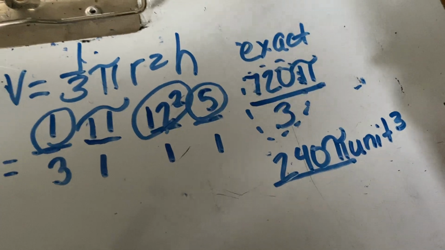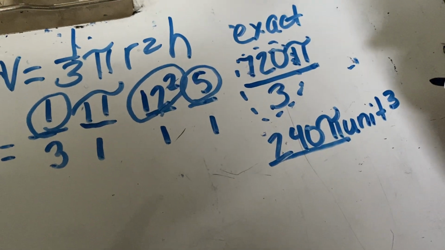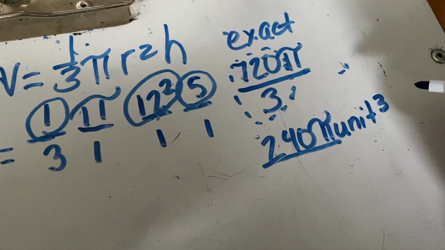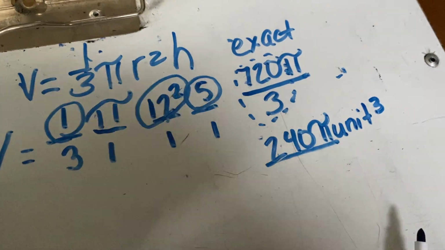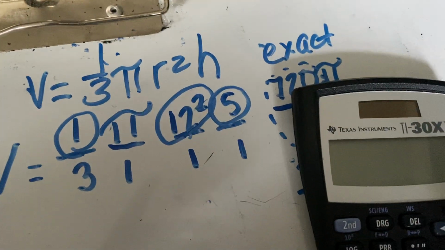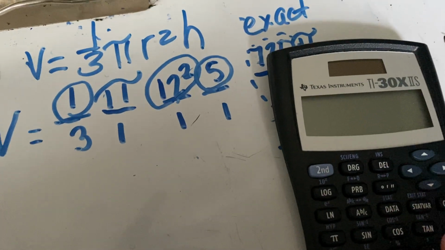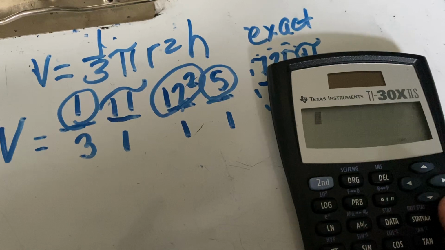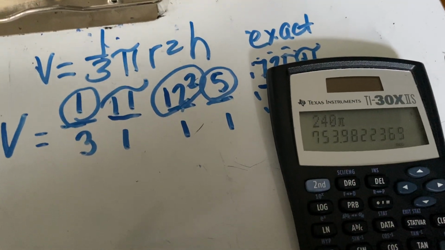Awesome. Okay, next we're going to round this to the nearest tenth. Now, how do I do that? Very simple. You're just going to plug this in here. 240 pi. Type it in. Okay, make sure you learn that pi button. I know a bunch of us have different calculators, but try to learn it. If you don't, you can always go on YouTube, watch some videos. 240 pi, enter, and that's how it is.